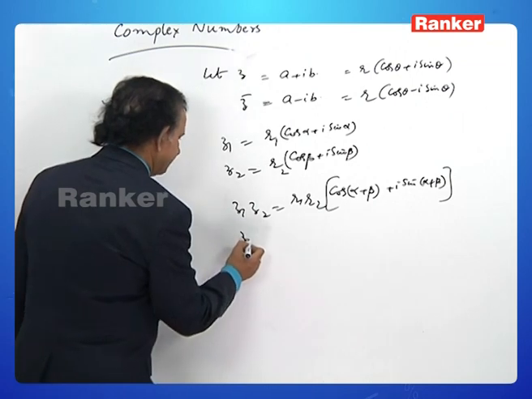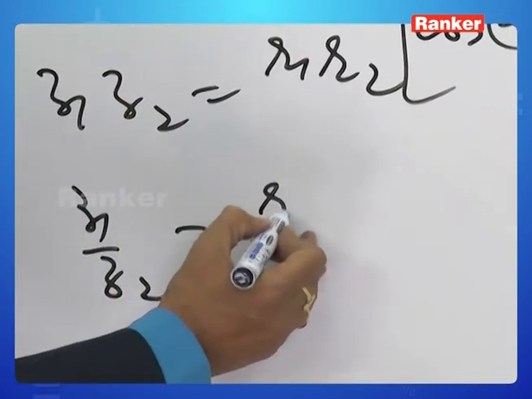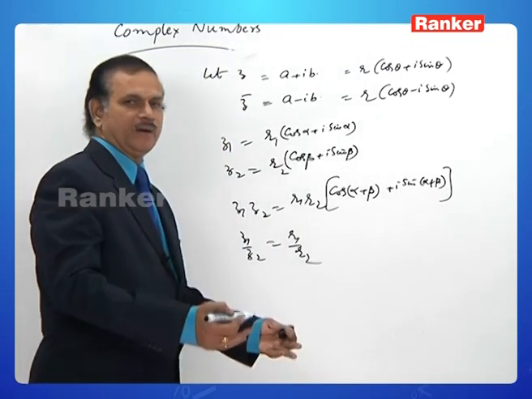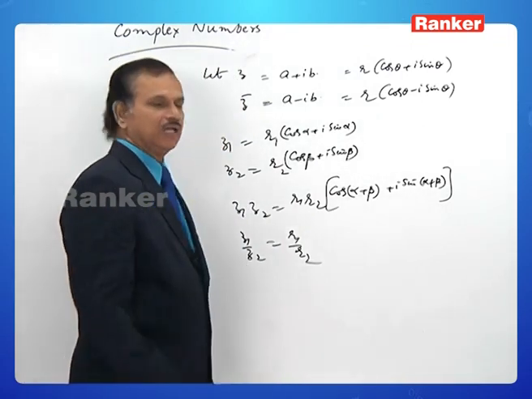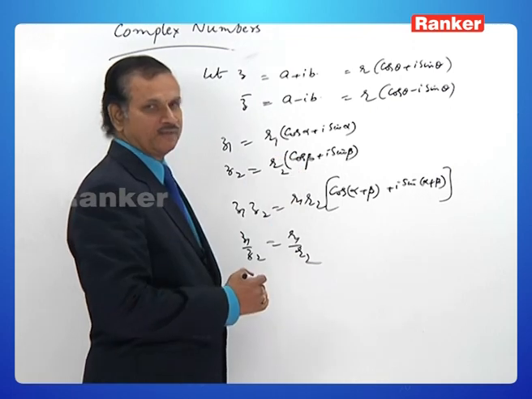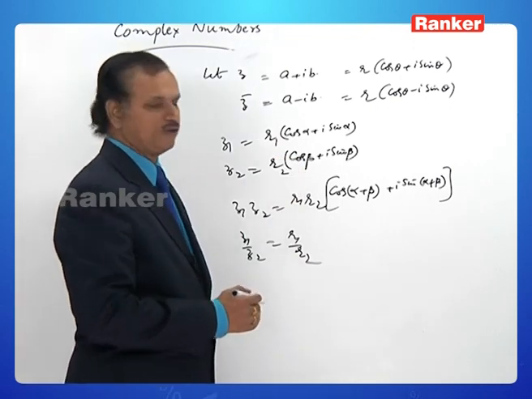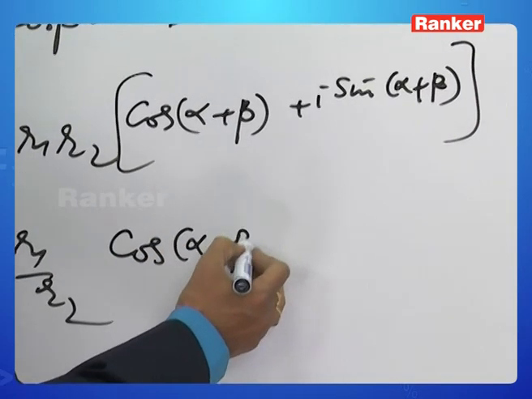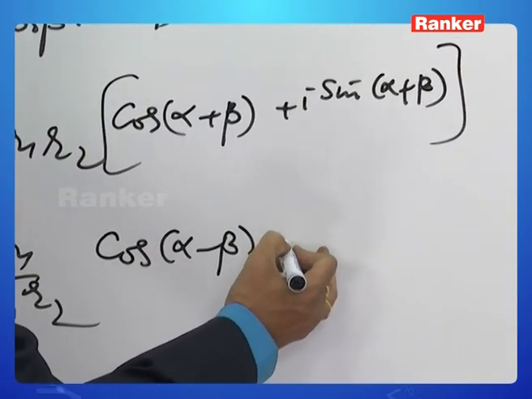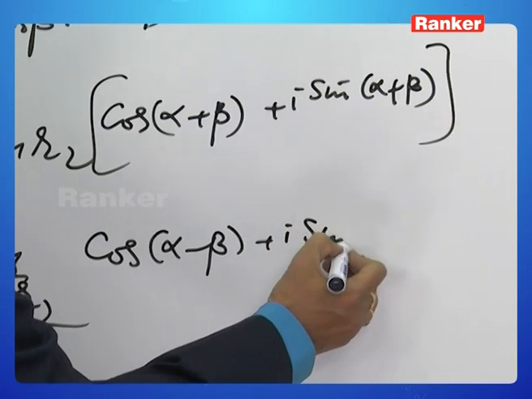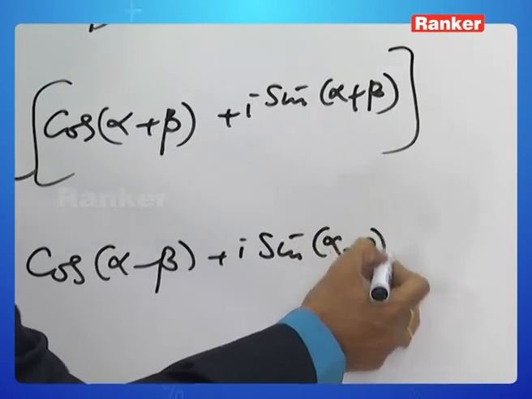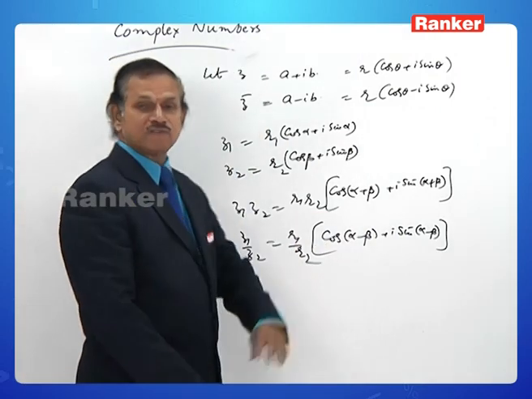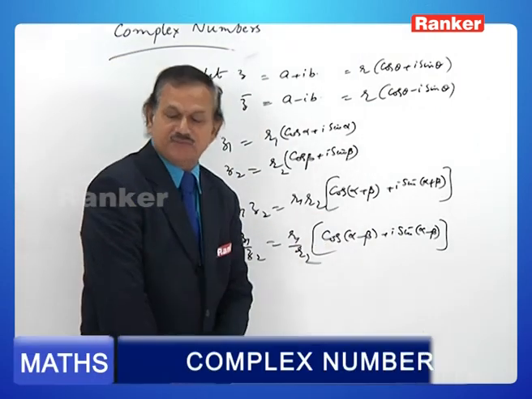And Z1 by Z2 is R1 by R2 into cos alpha plus I sin alpha by cos beta plus I sin beta. If you multiply with cos beta minus I sin beta, both numerator and denominator, it can be taken as cos alpha minus beta plus I sin alpha minus beta. It is not the matter to find Z1 Z2 and Z1 by Z2 here.